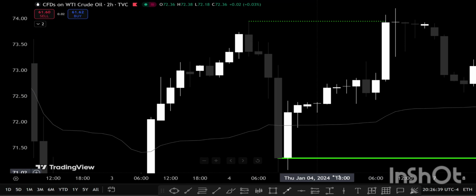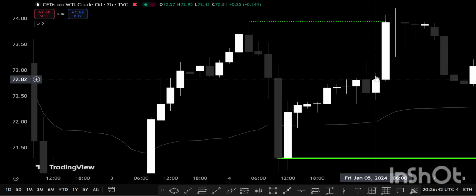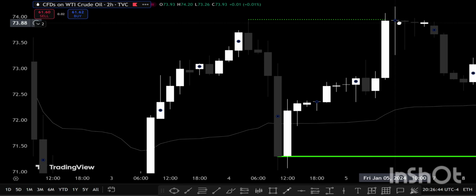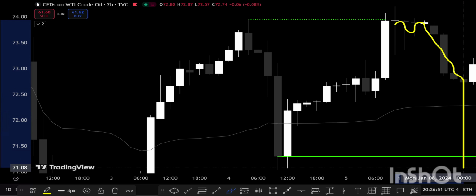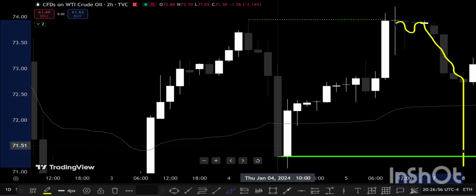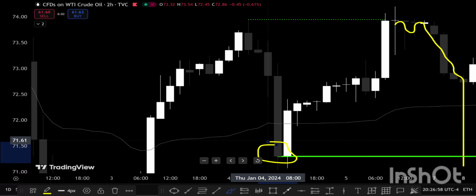So what I'm saying is, price can come down here. Price can do all of this. It can come down all the way down here. It can wick all the way down here. But if it cannot close below this candle right here, you need to hold your long.